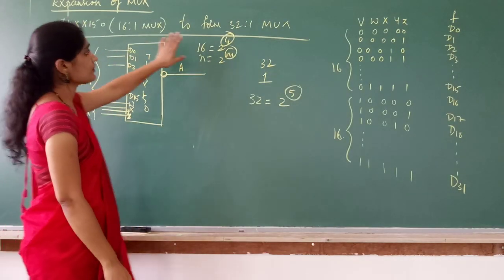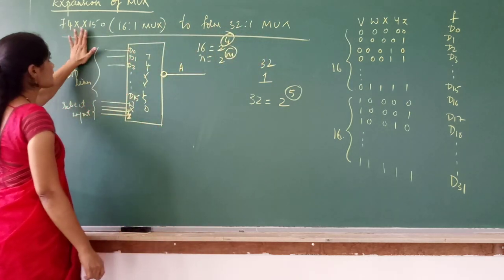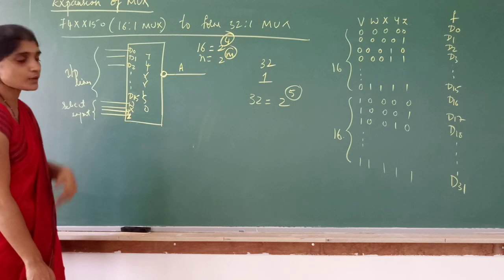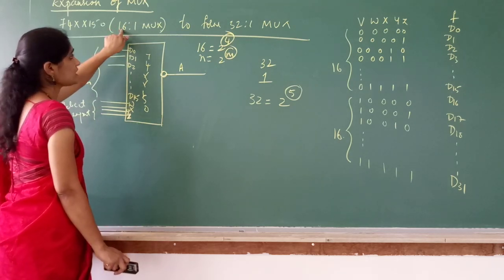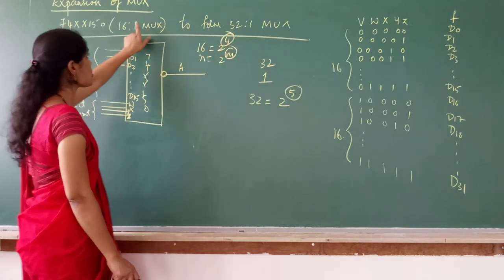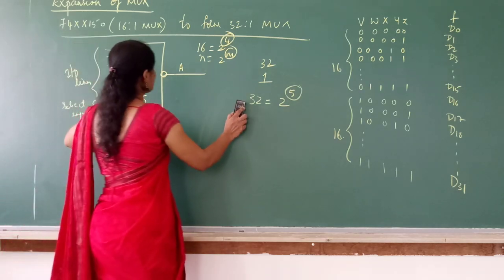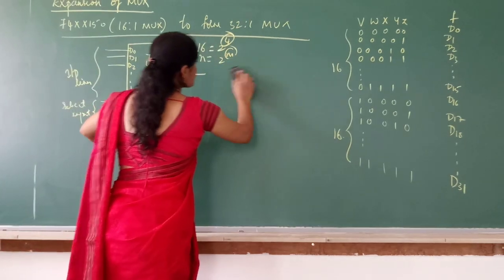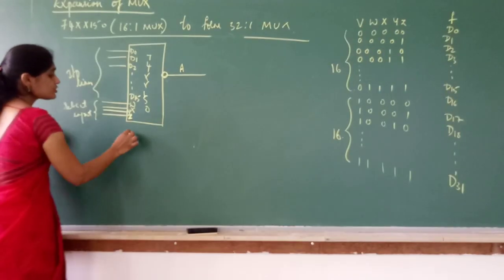So now I have to configure a 32:1 mux using 74xx150, that is a 16:1 mux. For a 16:1 mux, 16 inputs will be there. I want to configure a 32:1 mux, so I must use one more 74150, is it not? So 2 16:1 muxes are required to configure a 32:1 mux.